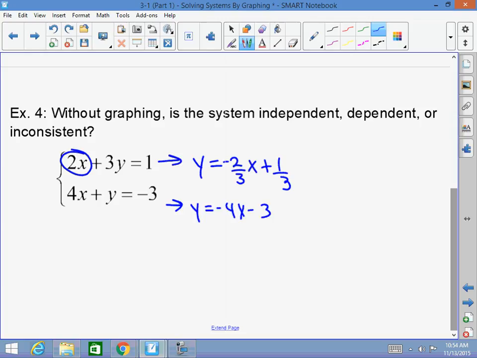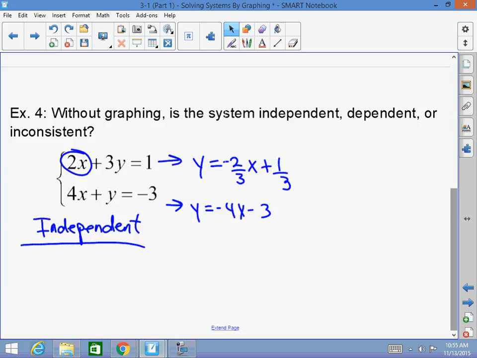Looking at the slopes and the y-intercepts, would this be dependent, independent, or inconsistent? Independent. There's going to be one solution. Why? Because the slopes are different. If the slopes are different, you're always going to have at least one solution. Does that make sense, gentlemen? Are you sure? May I continue?